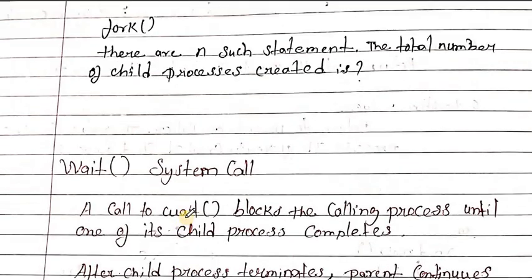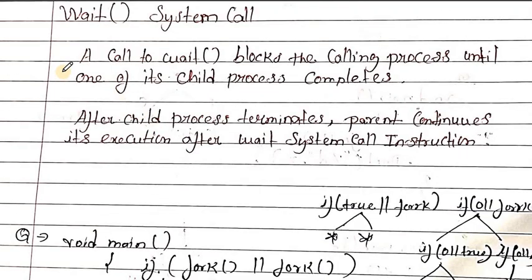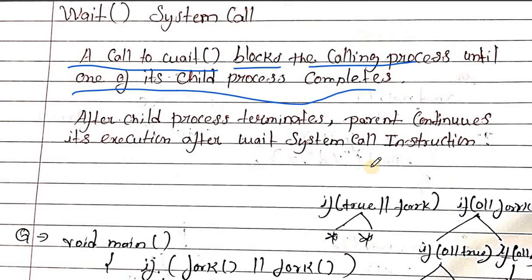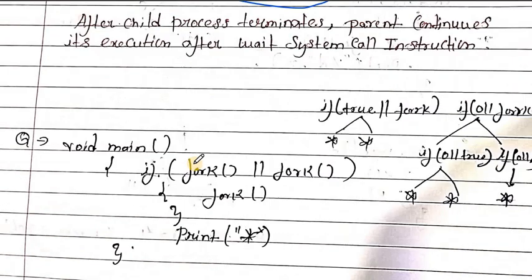Now the wait system call. A call to wait blocks the calling process until one of its child processes completes. If the wait system call happens, it blocks or stops the parent process until the child process is completed. First the child process completes, and after that the parent process executes.